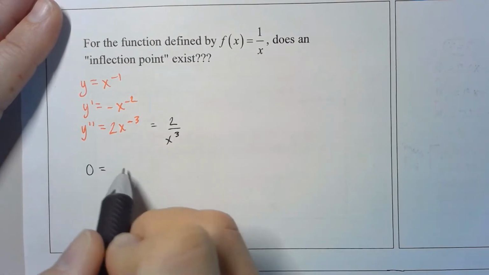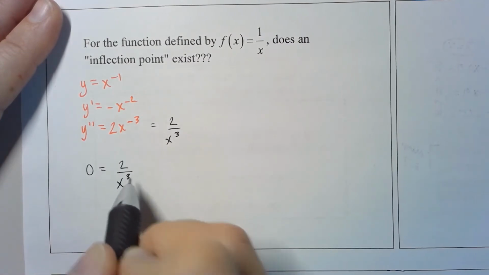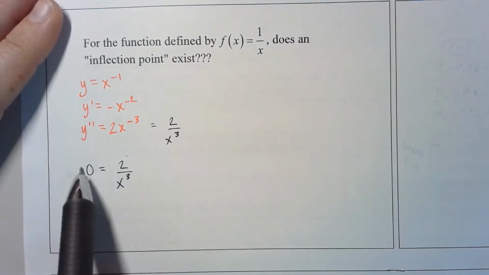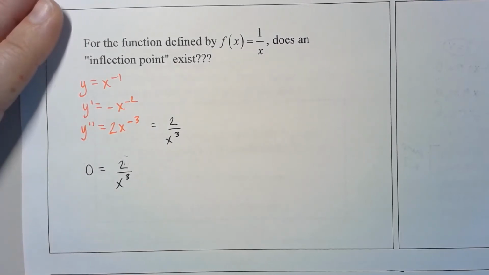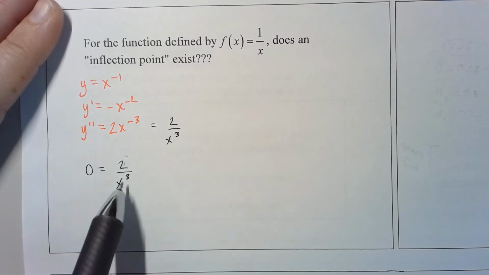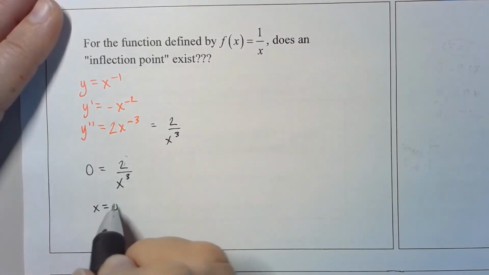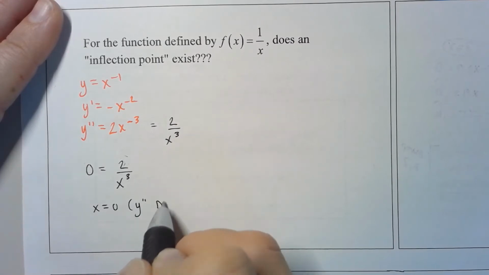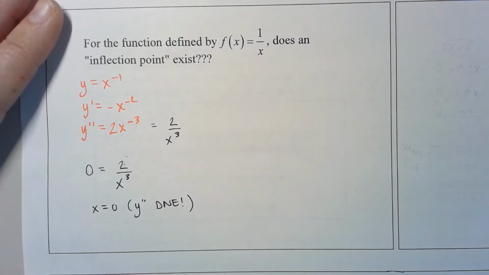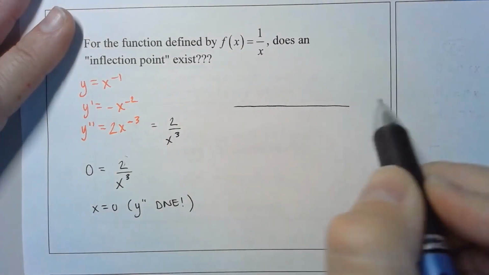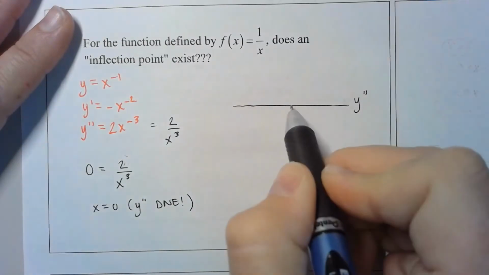So I'm going to ask, when does the second derivative equal 0? Well, never. And I'm also going to ask, when does the second derivative not exist? Which means I'm looking at the denominator, and it looks like I'm going to have a problem at x equals 0. I'm just going to jot that down. x equals 0 is a place where the second derivative does not exist. Well, that means it needs to go on our second derivative test.